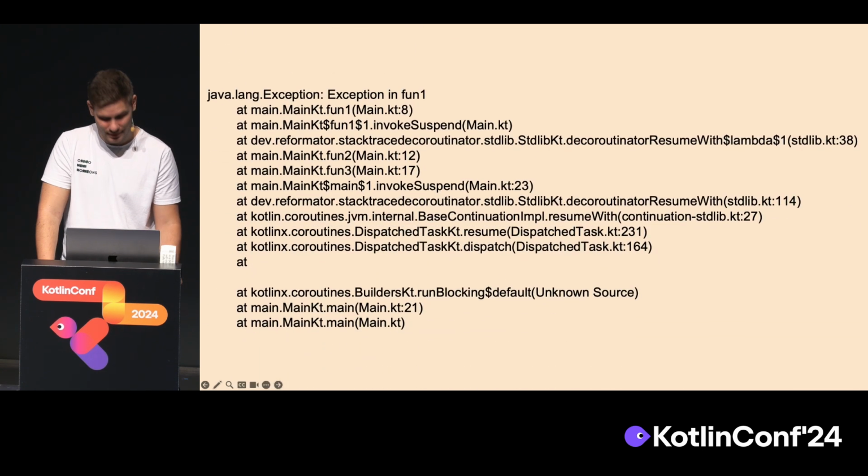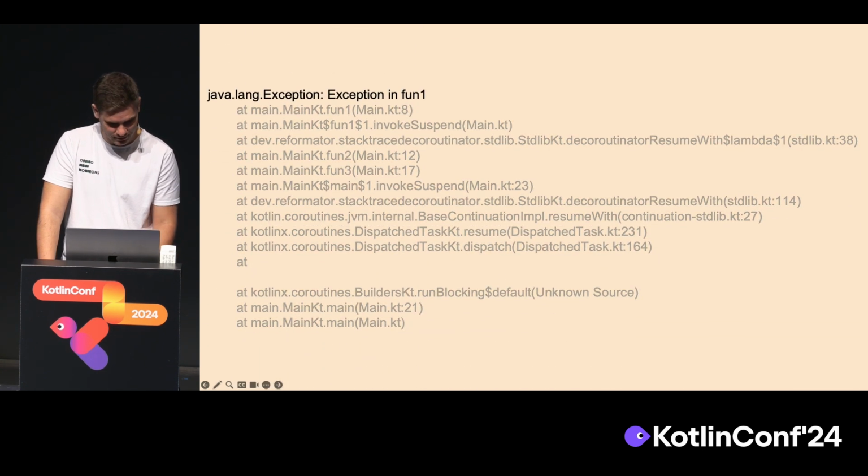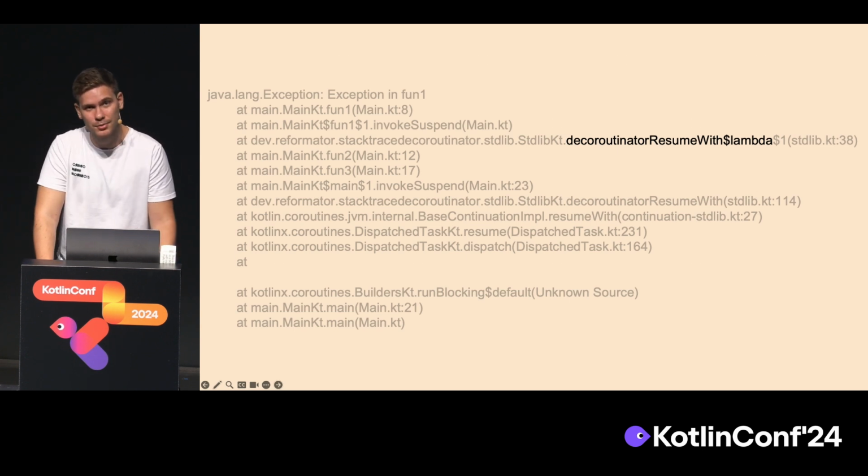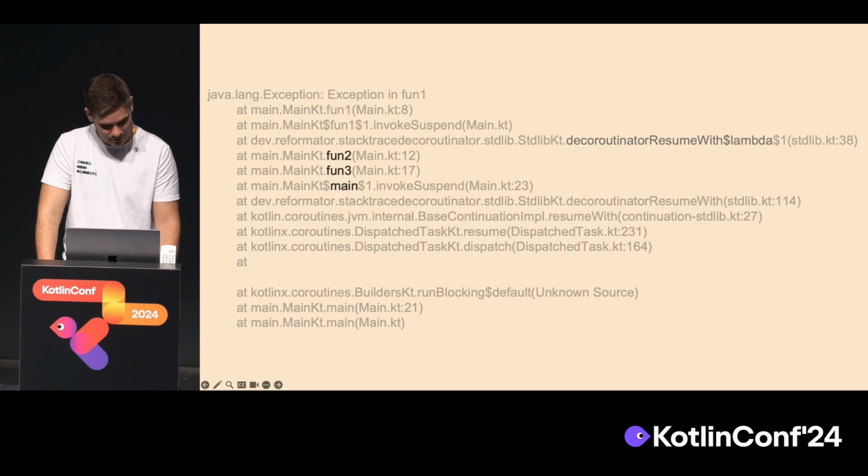So let's take a look at the exception stack trace once more. So we have exception in function 1, some information about function 1. We have some frames that are coming from the decoutinator because it replaces the coroutine awakening methods, so we see it in the stack trace. And we have the information about function 2, function 3, and main. And we even didn't have stack trace recovery enabled.